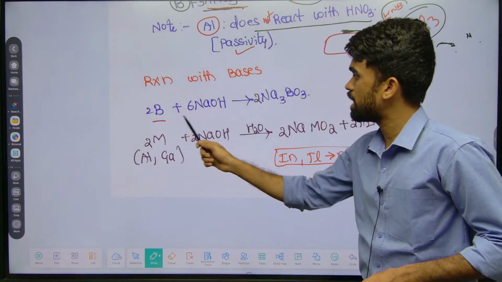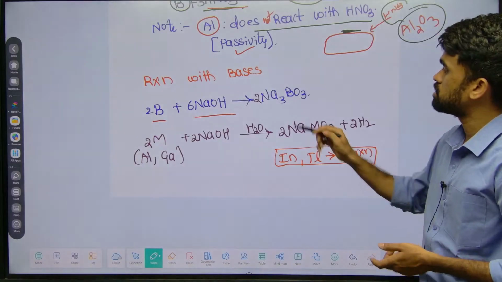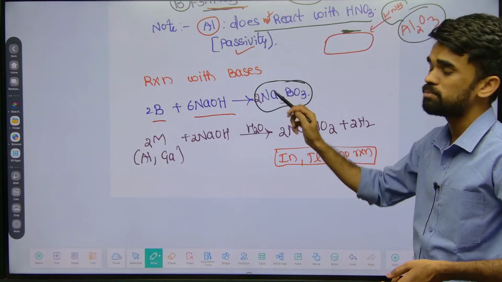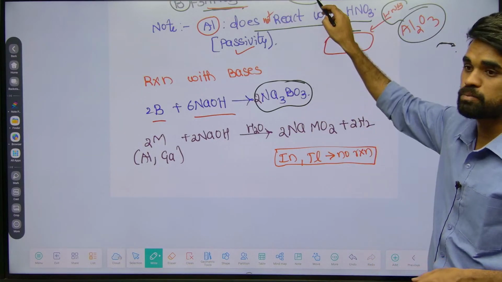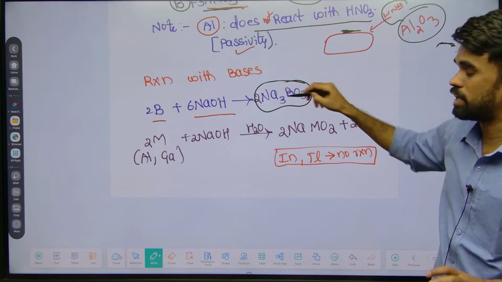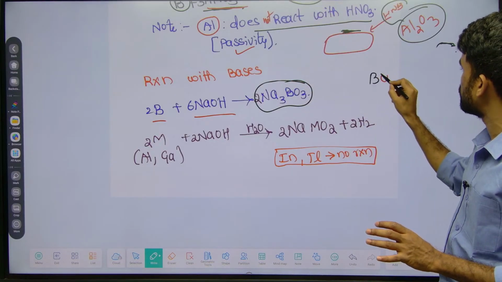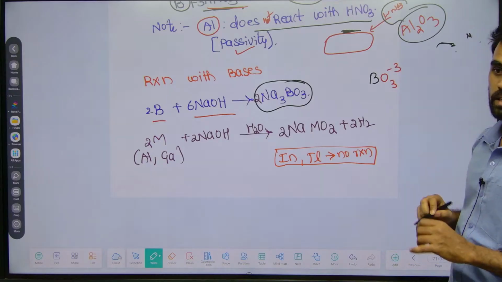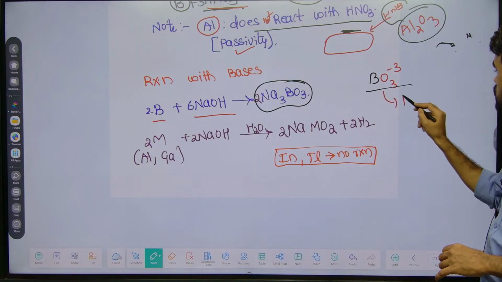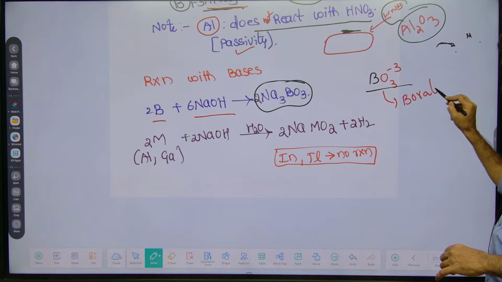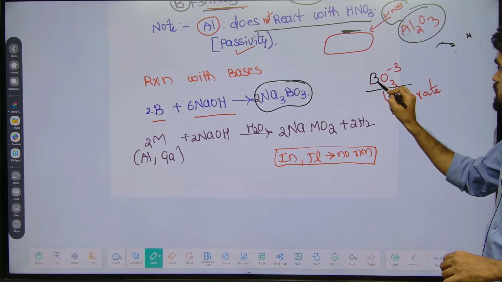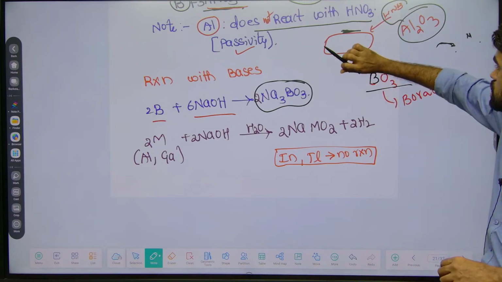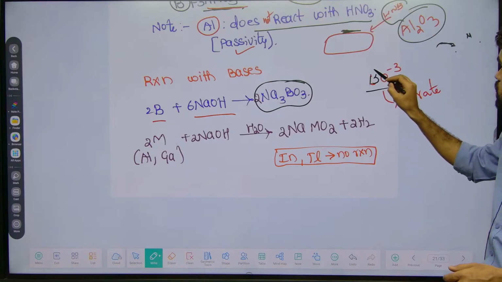Boron upon reacting with NaOH forms sodium borate. What will it form? Sodium borate. Here it is boric acid, it is sodium borate. Both contain this unit BO3 3-. This unit is called borate. So in borate, what is the oxidation state of boron? It is +3.